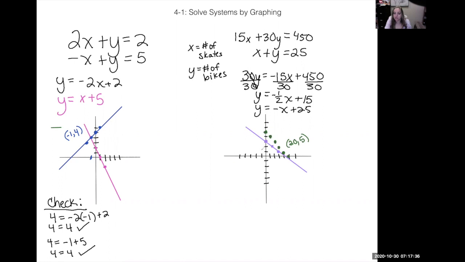So it's going to be helpful for you if you label. I didn't want to put it too cluttered on my graph, so I didn't label it, but just make sure you keep your units in check, because the value of it should be 20 and 5, not 4 and 1. Okay, so then we're going to check our answer.